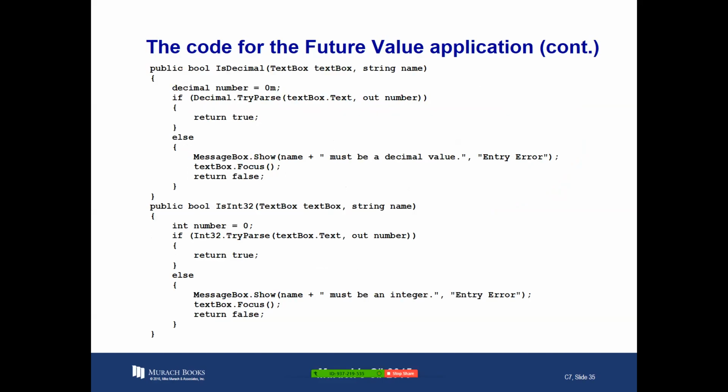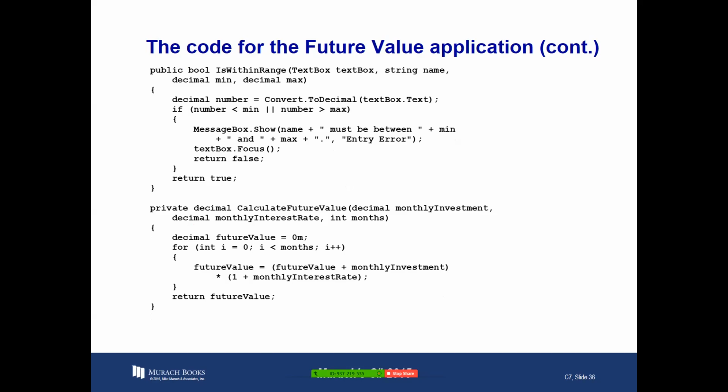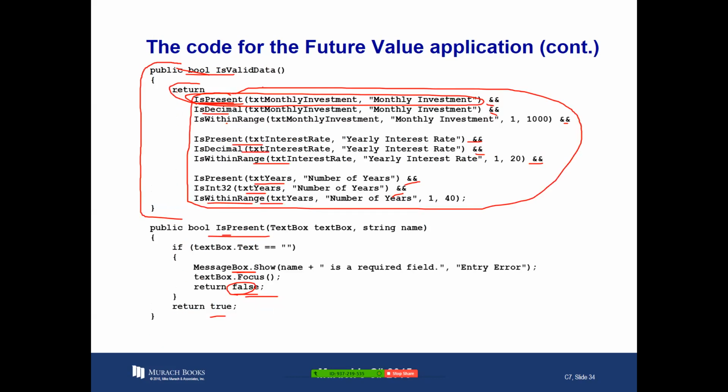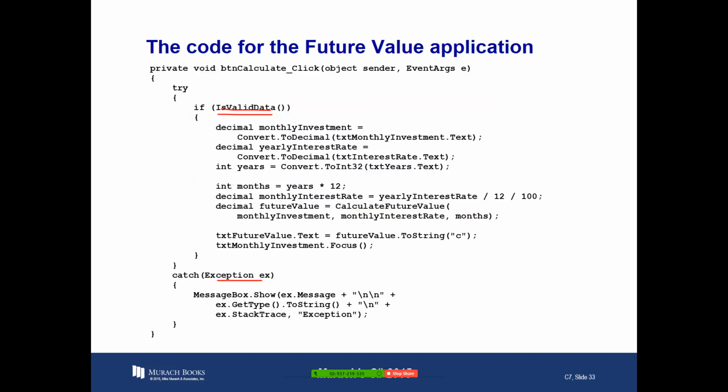So anyway, this is the is decimal. It's going to return true or false. This is the is integer, 32-bit integer. It's going to return true or false. Within range, it's going to return true or false. It inputs the range. And this is the calculate future value calculation. So if everything is valid, then somewhere it calculates the future value.